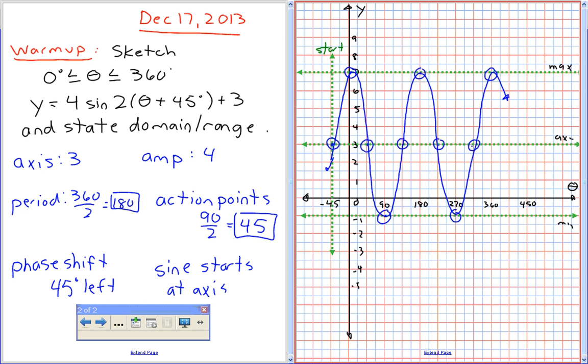What is the difference if I were to graph this for cosine? It's going to start at your max. So your first point, instead of being here at negative 45, would be up here. That's the only difference.